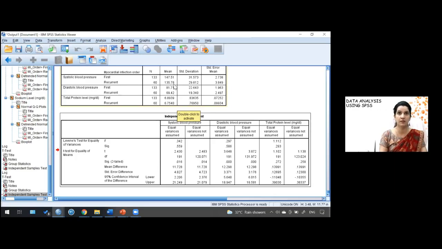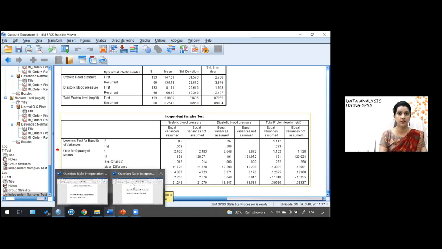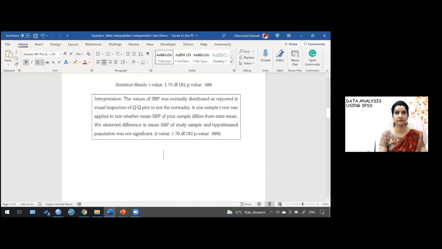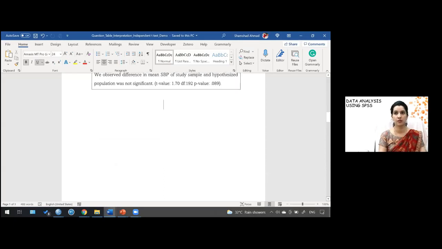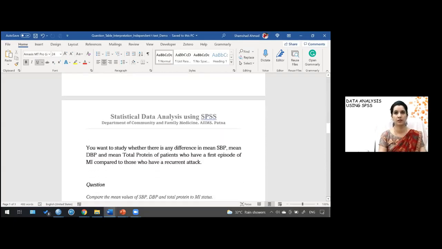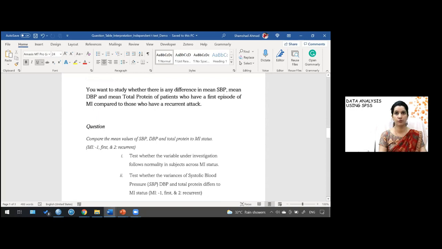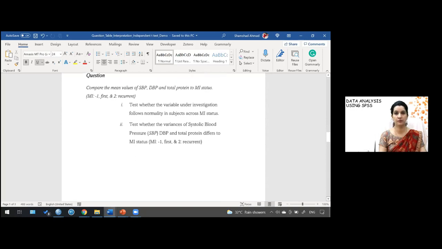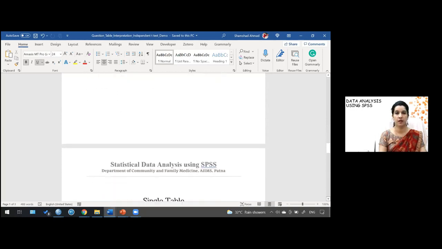minus 135.71. Now, how to interpret this? And how to enter this result in the table? So you can see here, if I go down on this, my aim was to check whether the systolic blood pressure, the SBP, was the same across the 2 groups.